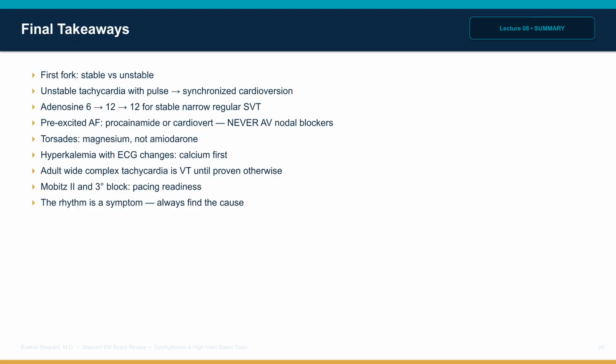The final takeaways are these. The first fork is stable versus unstable. Patients in the unstable group with a pulse and tachycardia get synchronized cardioversion. Adenosine is 6, then 12 milligrams for stable narrow regular SVT.